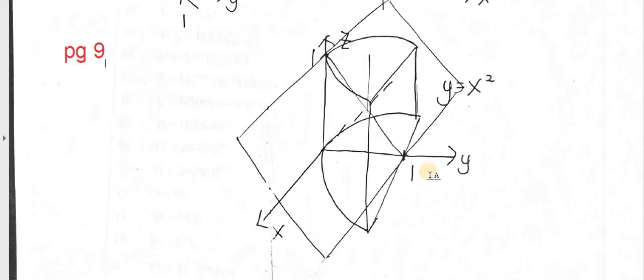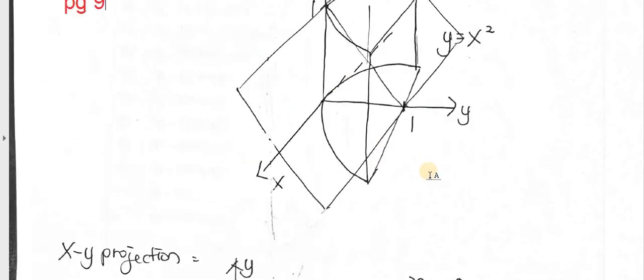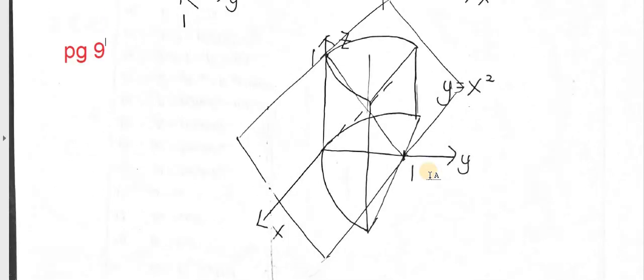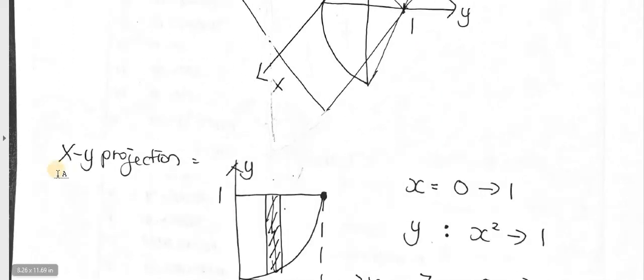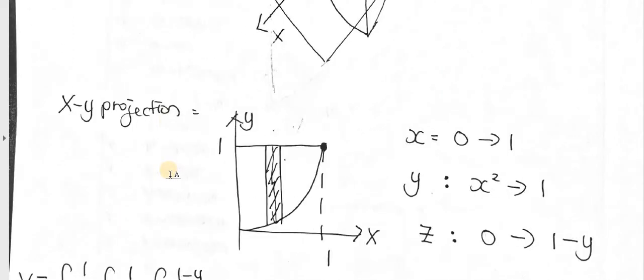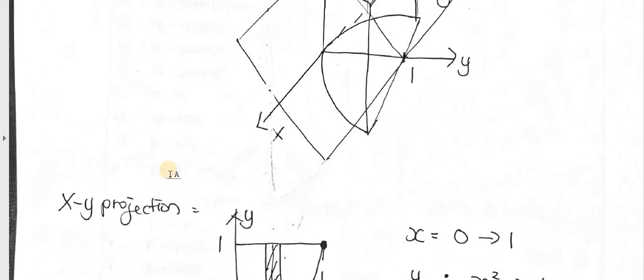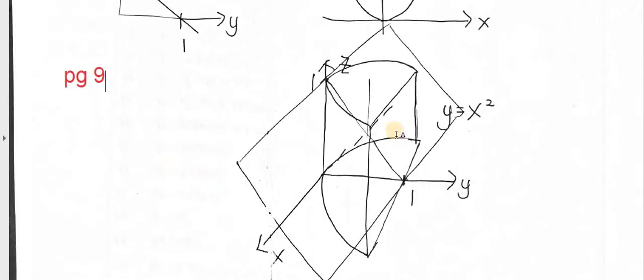Okay, so this one, the solid that you need to find is the volume. You need to choose a projection. In this case I choose the XY projection. It means that you look at the solid from the top. When you look at the solid from the top, you will find this shape.